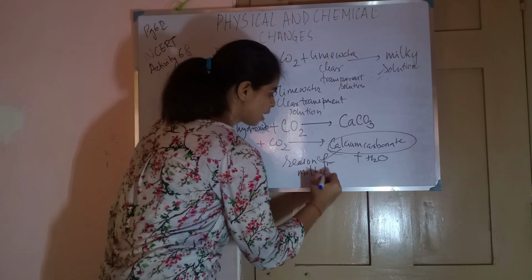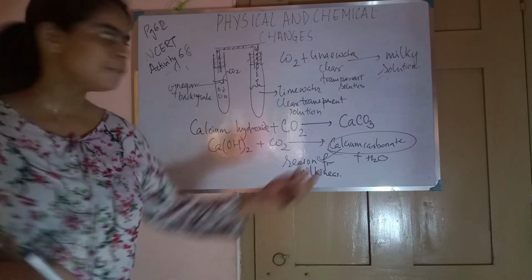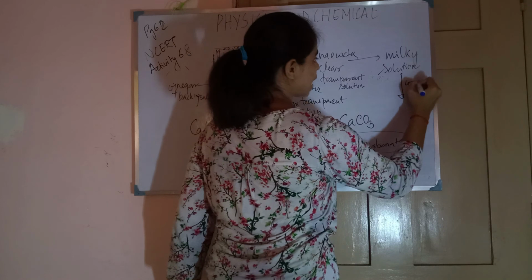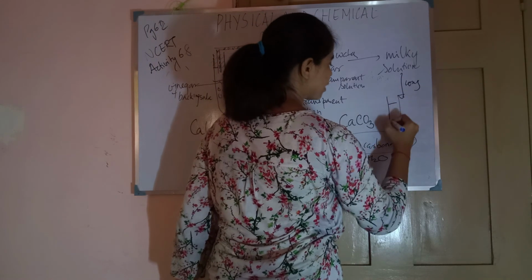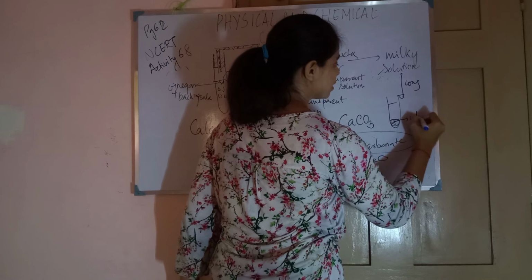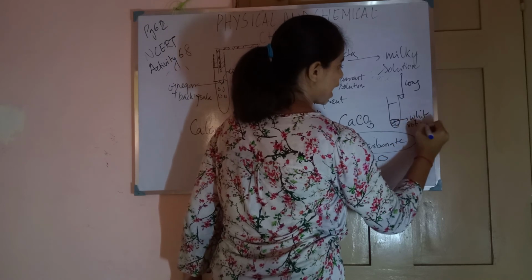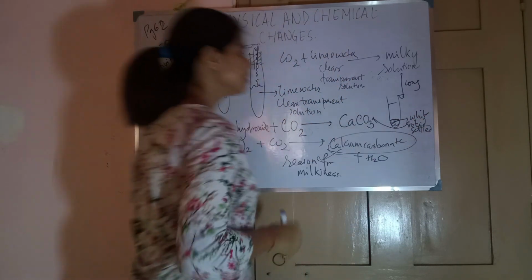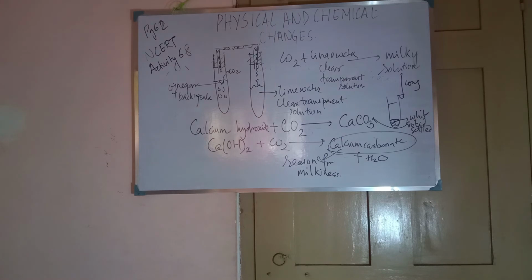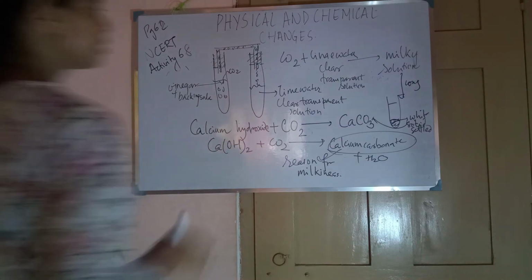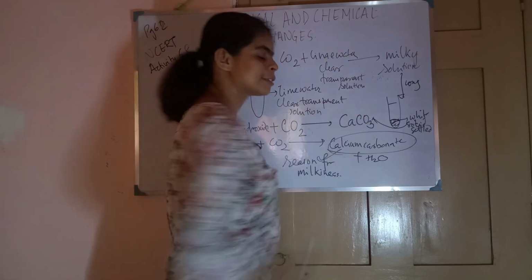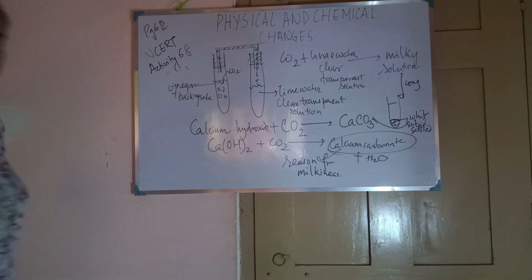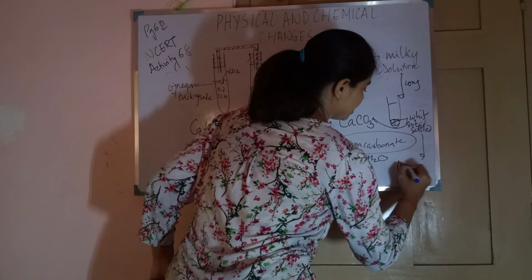Because of this calcium carbonate. And if you keep this milky solution for a long time, you will see that a white solid has settled down. And what is this white solid? This is calcium carbonate. This white solid is actually calcium carbonate that has settled down. The solid that has settled down is called a precipitate. It is called a precipitate.